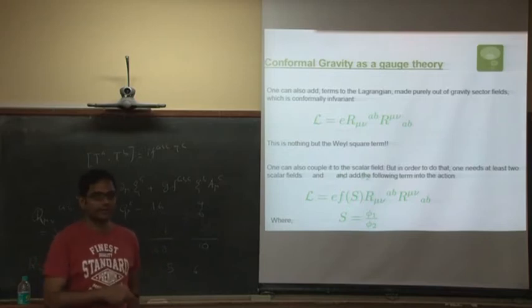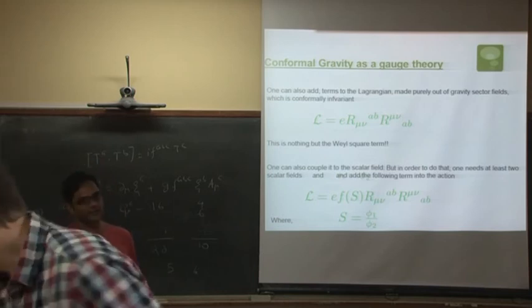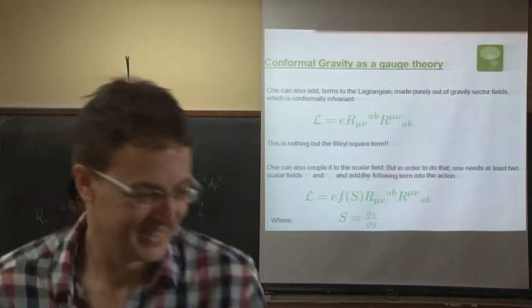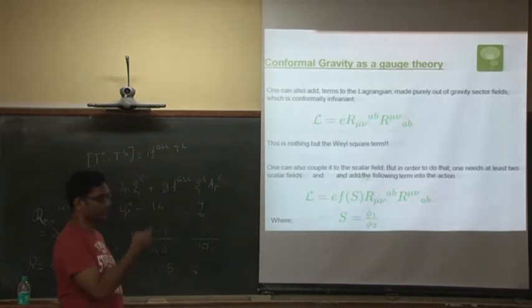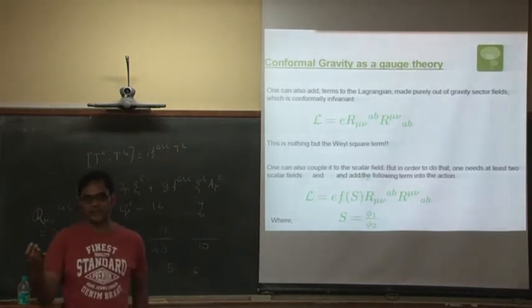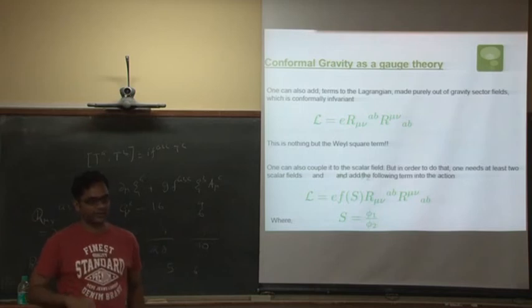So the full Lagrangian is this term plus the covariant derivatives of phi 1 and the covariant derivatives of phi 2. Yeah, you can do that. And then, of course, once you use one of the scalar fields to gauge fix down to Poincare gravity, you have the other scalar field left, and that has a non-trivial coupling to the gravity sector fields.